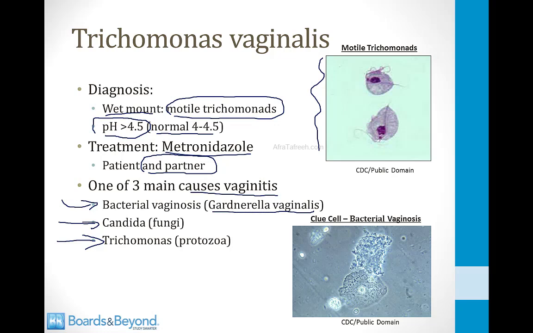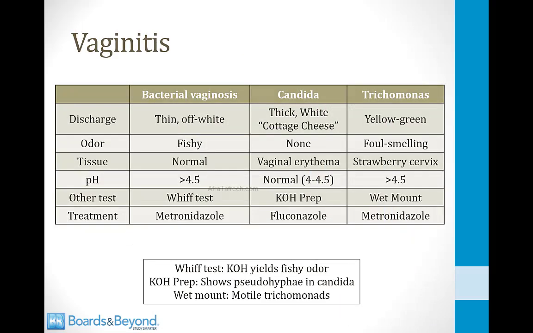And the classic finding that you should know about for a Gardnerella vaginalis infection is a clue cell. So this is a picture of a clue cell. This is a vaginal epithelial cell, and it is studded with bacteria, and that's a clue cell, and that is diagnostic of bacterial vaginosis. This is a pretty classic table that you can find in many textbooks and online, and it explains how to tell the difference between the three infectious causes of vaginitis: bacterial vaginosis, candidiasis, and Trichomonas.